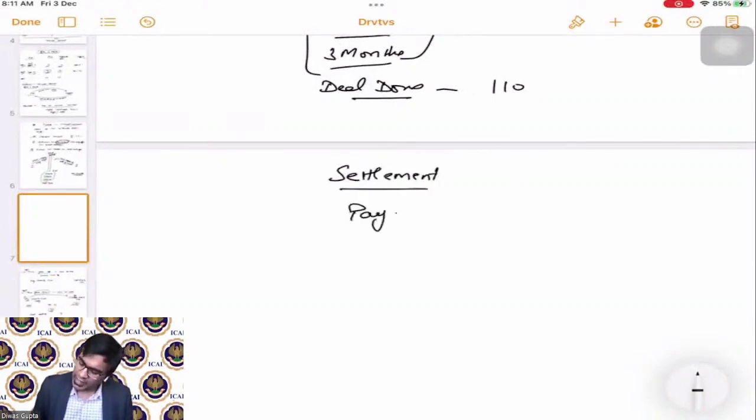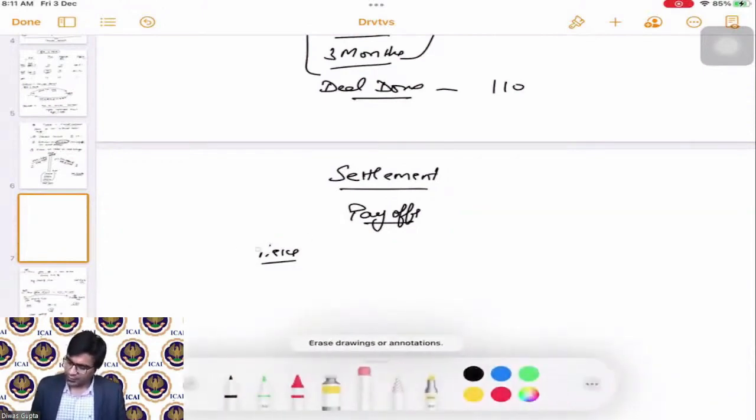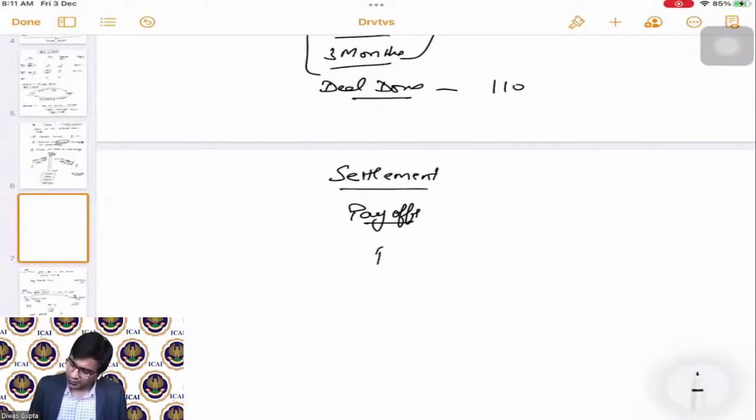How the payoffs will happen. Again, let us put the price here. Let us put the future price. So basically, this is the initial price at which we have purchased or sold the future. Let me remove it here and put it here only. Here it is X and here it is Y. X has purchased it, Y has sold it.